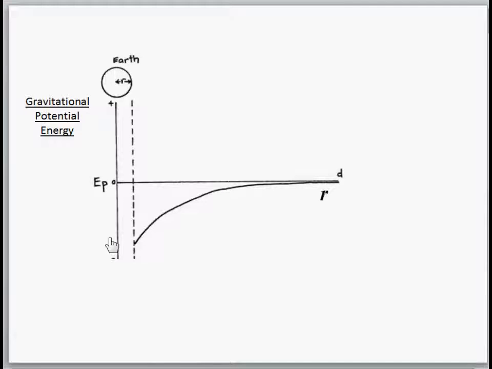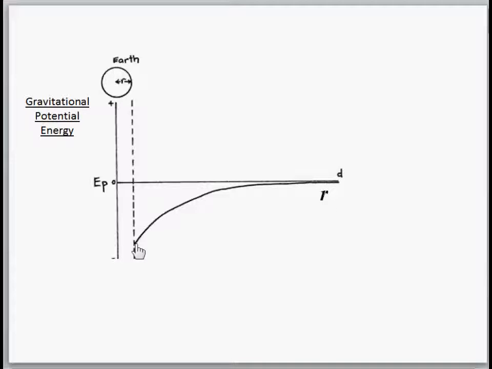Here we have a vertical axis. The vertical axis is the gravitational potential energy. We have positive up here, we have a 0 point there, and down the bottom we have negative. Along the horizontal axis we have the distance between the mass and the body providing the gravity, in this case the Earth. Sometimes that is given as R.